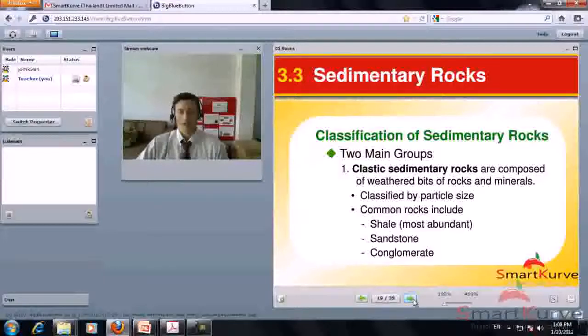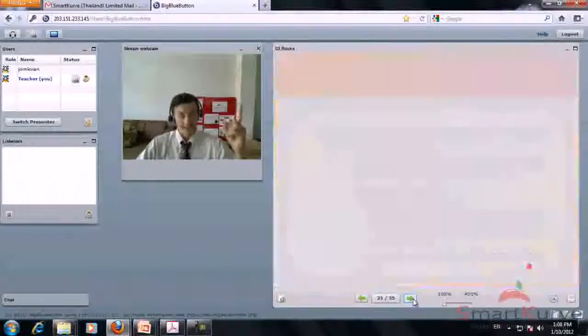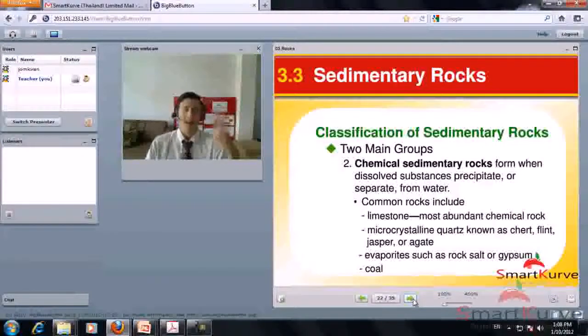So we talked about clastic sedimentary rocks that are formed from weathered bits. Our second main group, chemical sedimentary rocks, on page 22. These are formed when dissolved substances precipitate or separate from water.